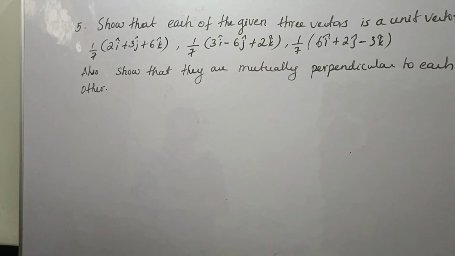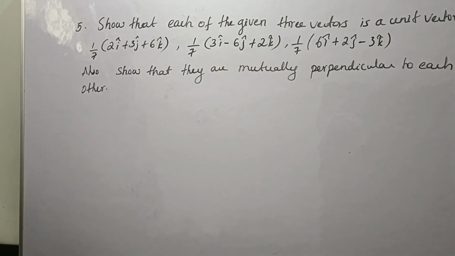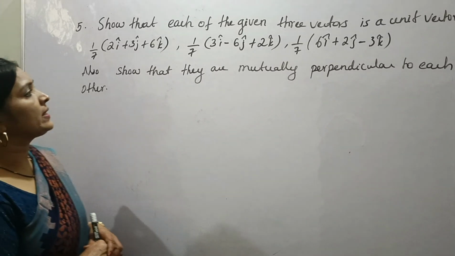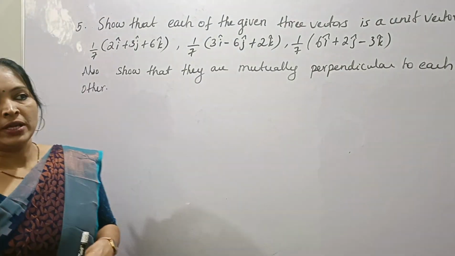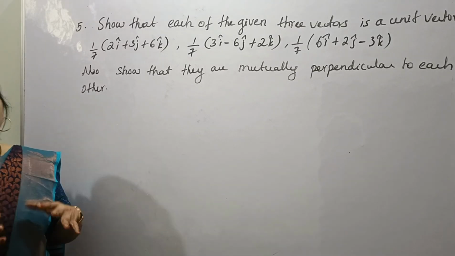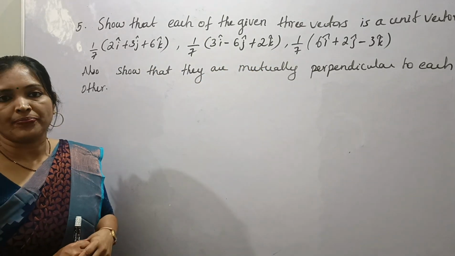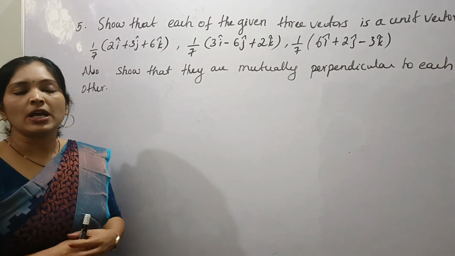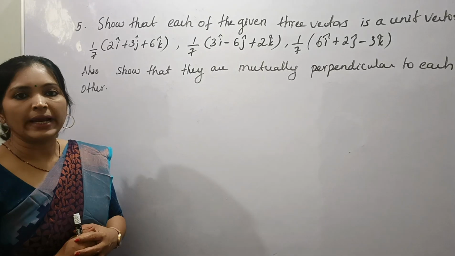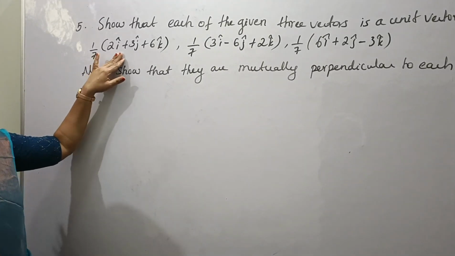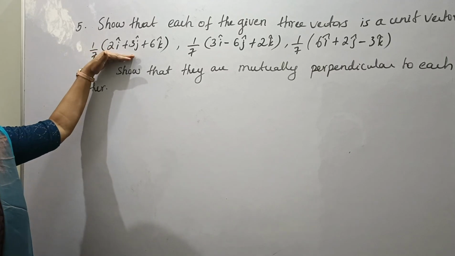Show that each of the given three vectors is a unit vector: 1 by 7 (2i plus 3j plus 6k), 1 by 7 (3i minus 6j plus 2k), 1 by 7 (6i plus 2j minus 3k). Okay, in the first question, we have to prove these three vectors are unit vectors. What is the speciality of unit vectors? The magnitude of a unit vector is 1. So here we just show that the magnitude, that is modulus, of this vector is equal to 1.